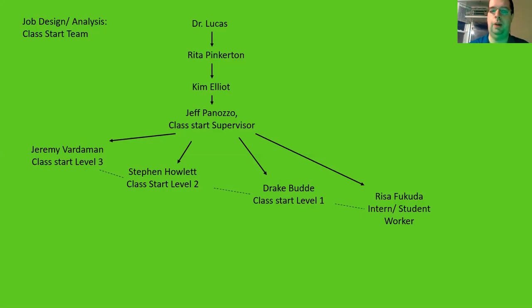These higher levels bring with them higher pay, but also are intended to be a recognition of seniority, skill, and ability. So Jeremy gets level 3 because he has the most experience and ability, the most expertise power of the 3 full-time Class Start specialists. Drake has level 1 because he's the least skilled on the team, though in all fairness, these levels also completely correlate with seniority and how long they've been there, with Risa being the newest, followed by Drake, Steven, and Jeremy. Though in reality, the actual explicit power, the stated authority, is equal for all 3 of the full-timers.